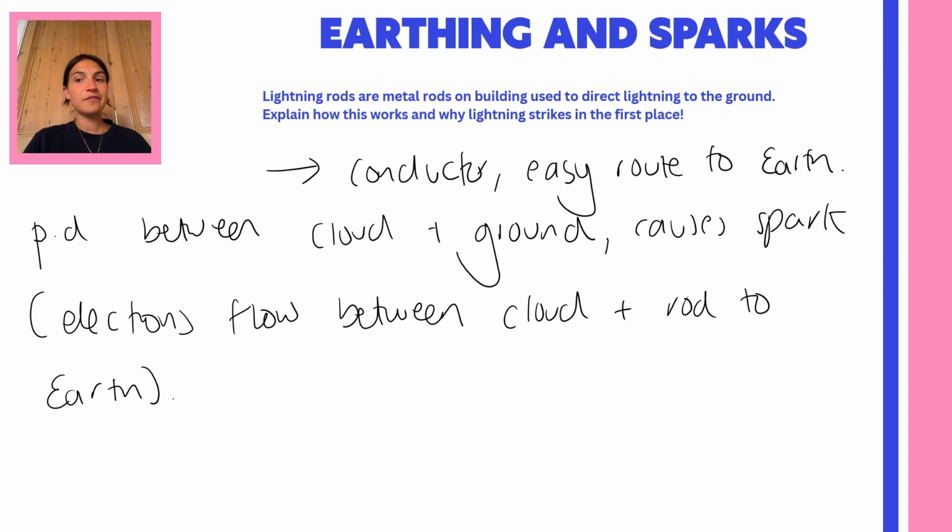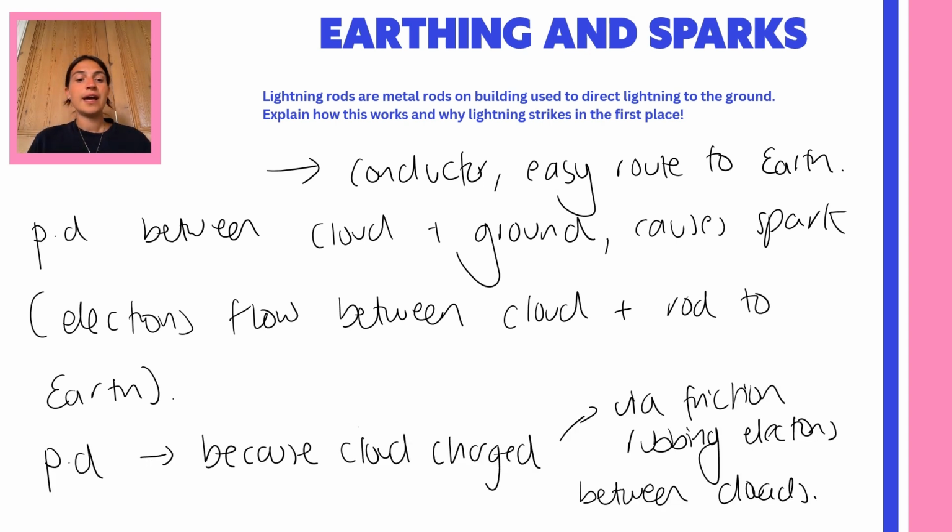So why does lightning even strike in the first place? Remember, to have static electricity to cause this spark, you must have some kind of potential difference between charged clouds. So clouds moving over each other provides the friction, and they rub electrons or transfer electrons between each other to give you that potential difference between the clouds and other clouds, or the clouds and the Earth.